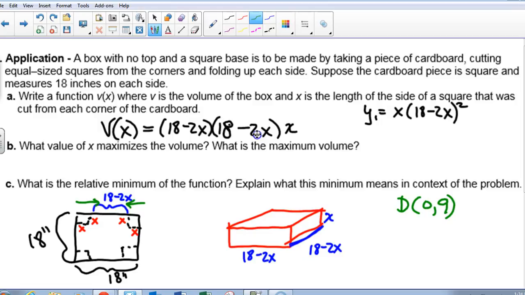No, that's adding. 196. So we're around 200. And then if you double it, you'd be around 400. The volume would be around 400 if we cut 2-inch squares.